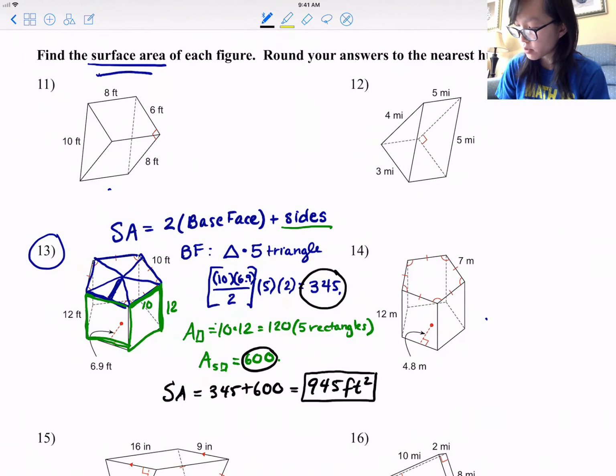squared. Notice I'm squaring it because it's surface area. Even though we're talking about 3D shapes, we're only caring about the outside area. It's a two-dimensional idea. So that's why it's feet squared.